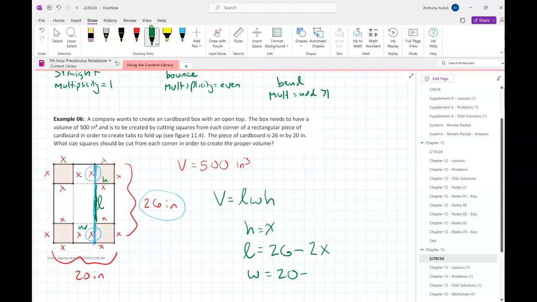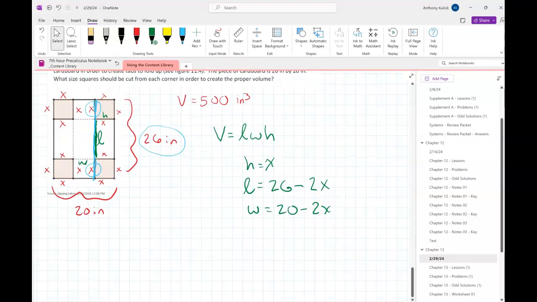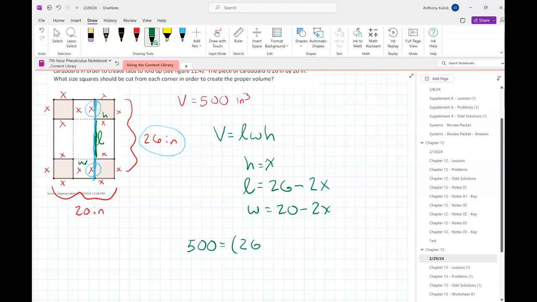With that being said, now somebody tell me the width. Minus 2x. Yeah. Does everybody feel good? So what we can say then is that the volume of 500 has to equal that. Everybody agree?